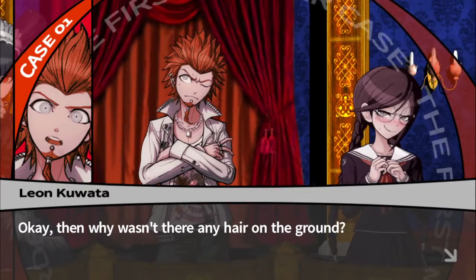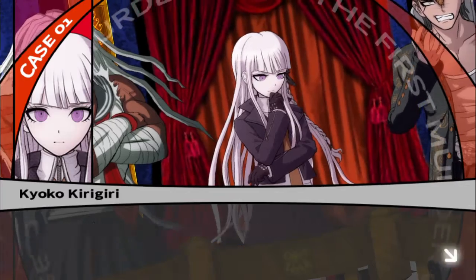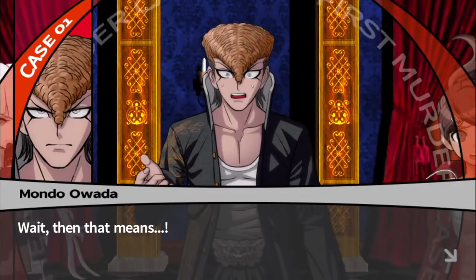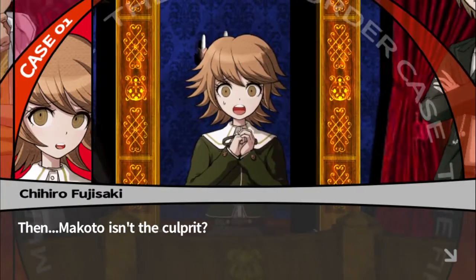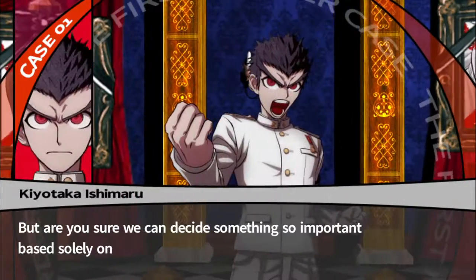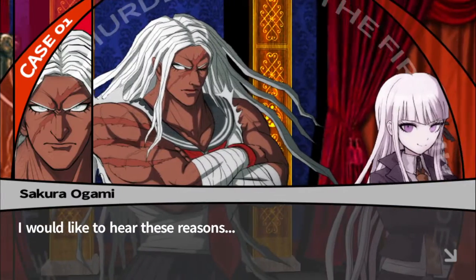Okay, then why wasn't there any hair on the ground? The killer got rid of it all, of course. To remove... Wait. Then that means... Precisely. It's simply beyond reason. Then, Makoto isn't the culprit? Are you sure we can decide something so important? No. There are other reasons that... I would like to hear these reasons.